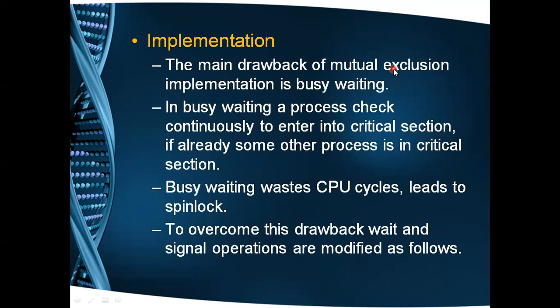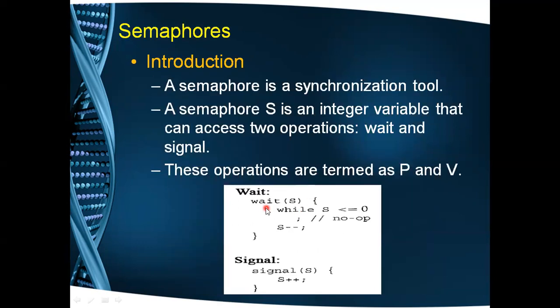Okay. So the general implementation of semaphore leads to busy waiting. What does busy waiting mean? Consider this. Here we have a while loop: while S is less than or equal to 0. S is the semaphore. A process continuously checks the value of the semaphore, whether it is positive or not. Only when it is positive can the process enter the critical section.